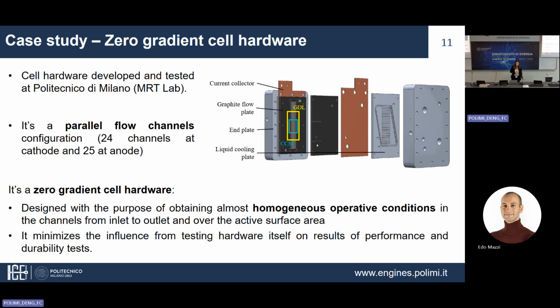Moving now to the validation of the methodology, we applied it to a case study, a zero gradient cell. This cell has been developed and tested internally at Politecnico di Milano by the MRT Lab, and it consists of a parallel channel configuration. It's called the zero gradient cell because it has been built in order to obtain homogeneous conditions across the channel length of the cell. So the only gradient in operating conditions is measured in the through-plane direction.